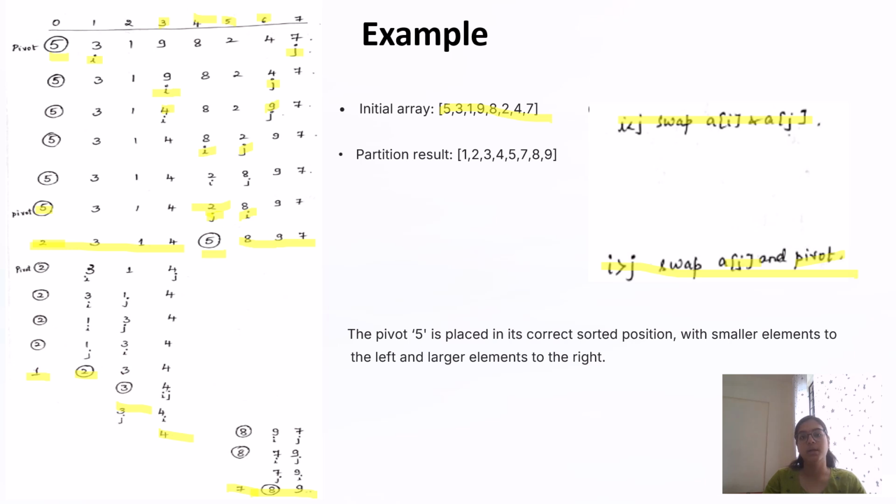So that is how quicksort works. And also if you notice, the pivot 5 is placed in its correct sorted position. That we can tell because the smaller elements are to the left and the larger elements are to the right. So the elements which are smaller than 5 are towards the left and the elements which are larger than 5 are placed to the right of the array. So this is how quicksort works.